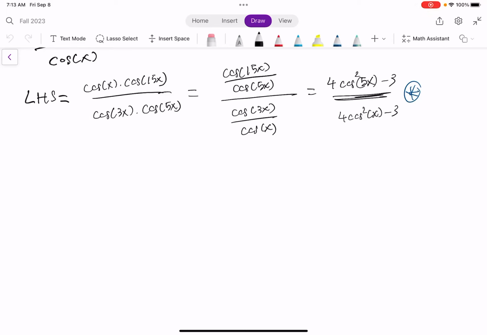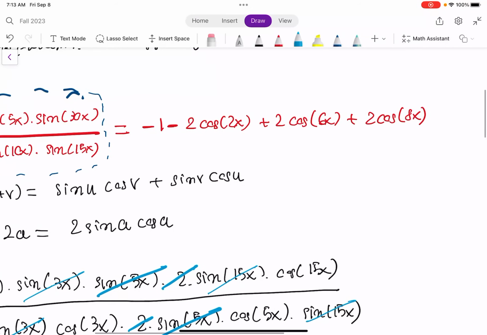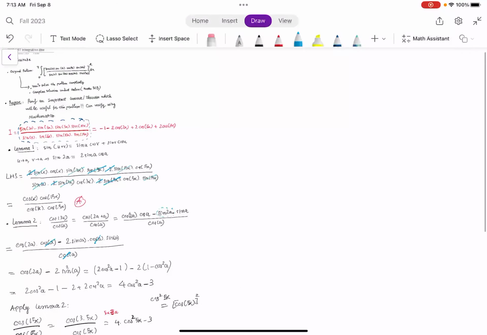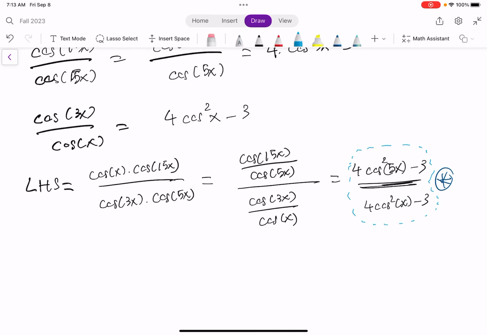So let's go ahead and finish this proof. Recall the last video, we have arrived at the left hand side equal to 4 cosine square 5x minus 3 over 4 cosine of x minus 3, right? And we want to show it eventually equals this red on the right hand side right here. So with that being said, I'm going to introduce another two theorems or lemmas we can use so we can conquer the problems, okay? So let's go ahead and get started.